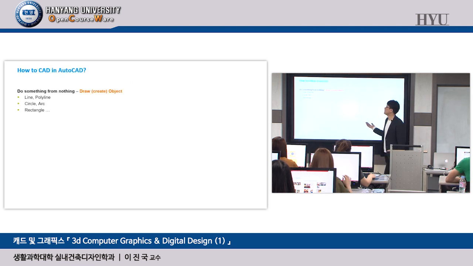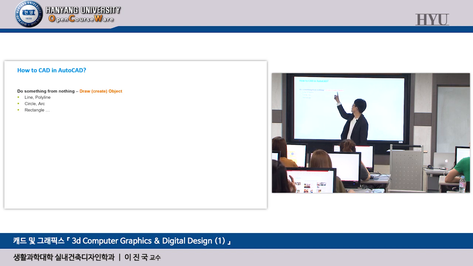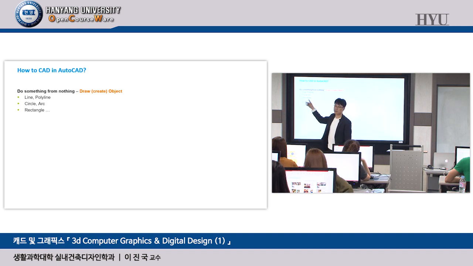How to CAD in AutoCAD. What is the meaning of how to CAD? CAD here means computer-aided design. I told you before, computer-aided design, we don't need to say computer anymore. So just the design. In other words, how to CAD means how to design, okay? How to design in AutoCAD. First, do something from nothing. Simply say, create objects. Line, polyline, circle, arc, rectangle, they are all commands, okay? One of the commands for drawing each object.